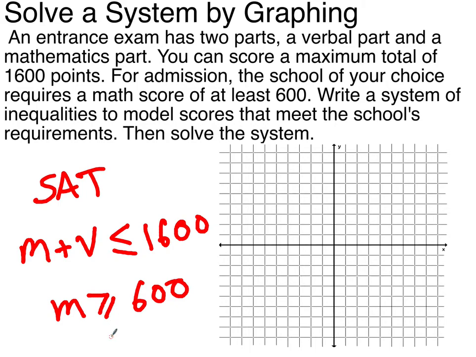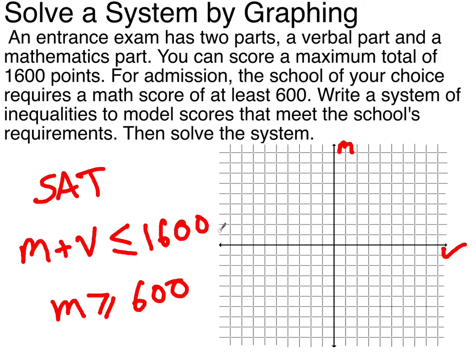But then also, remember, your maximum math score is going to be 800. Your maximum verbal score is going to be 800. We're not going to draw these on here, but I'm going to amend the graph at the end to include that. Okay, so let's just call this math and this verbal instead of x and y.